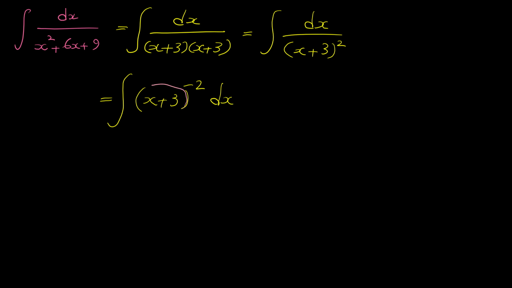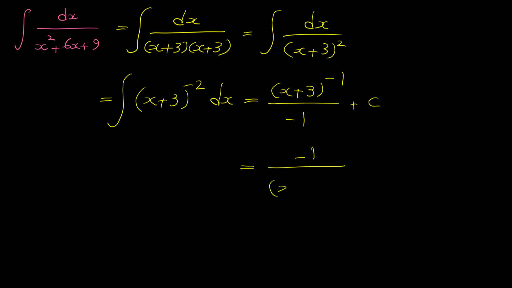If you want, you can name this bracket u and immediately dx would be du. But it's not really necessary to do this substitution. You can apply the formula right away here. So what is the answer of this integral? (x plus 3) to the power of negative 1. We add 1 to the power and the same power in the denominator. And don't forget to add the constant at the end. If you want, you can write this answer in the form of negative 1 over x plus 3 plus c.